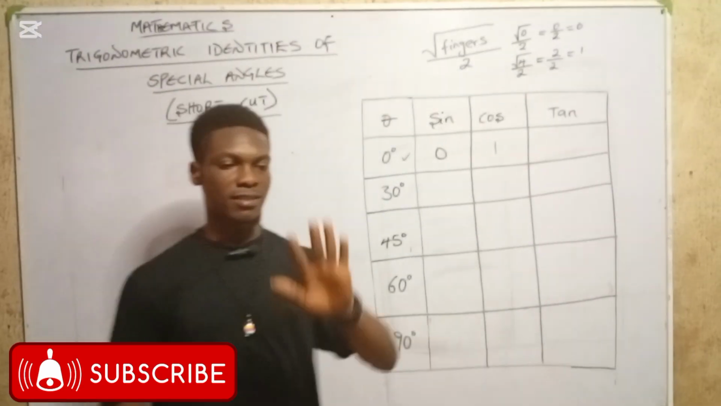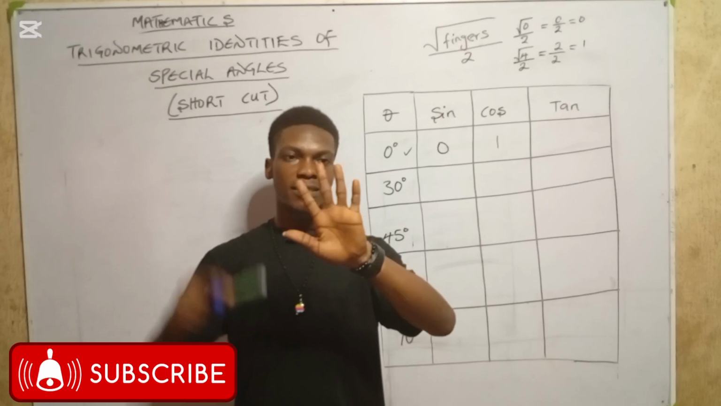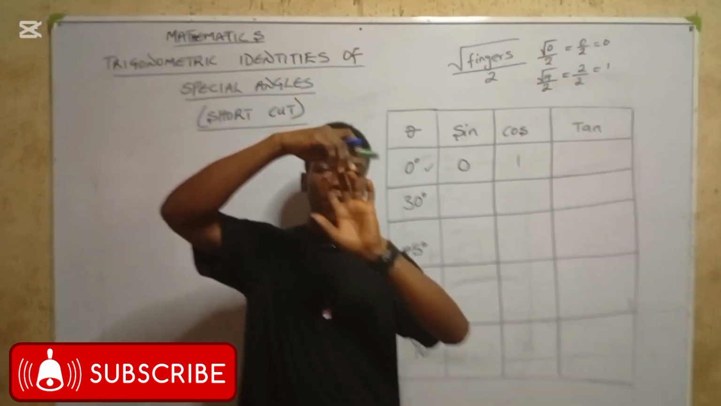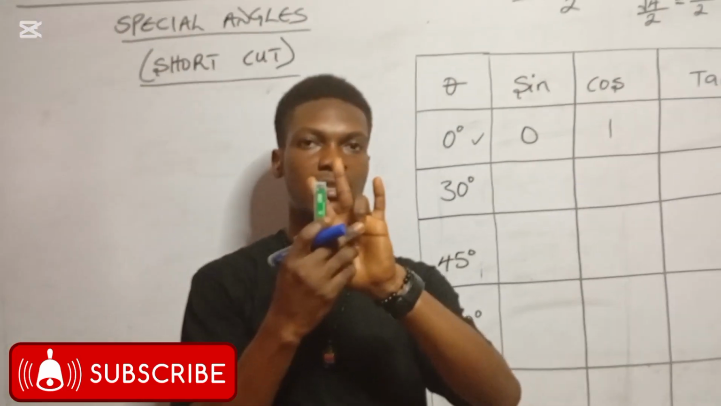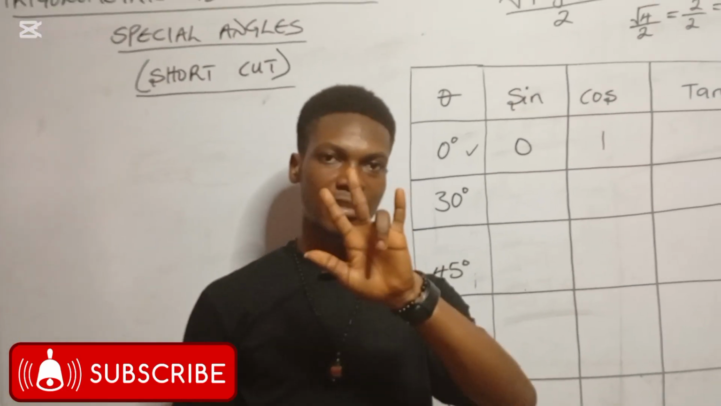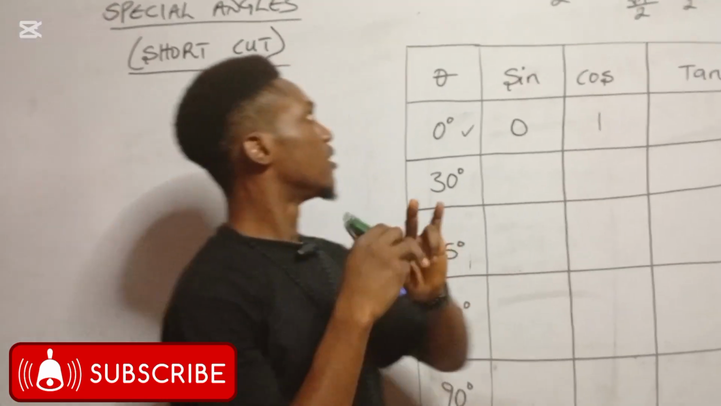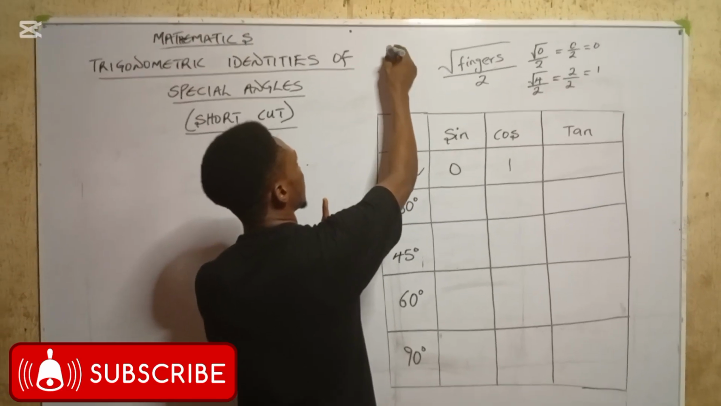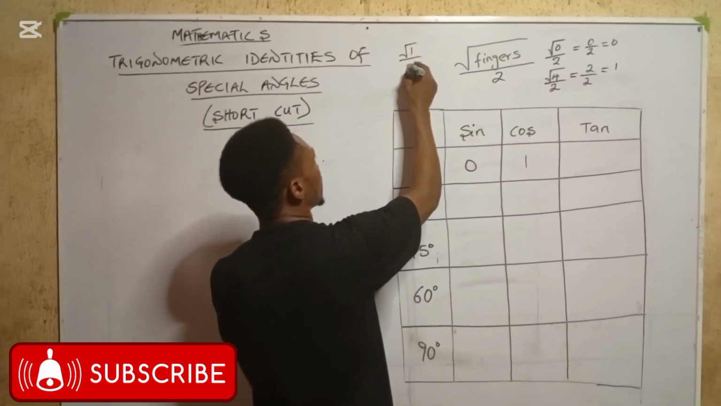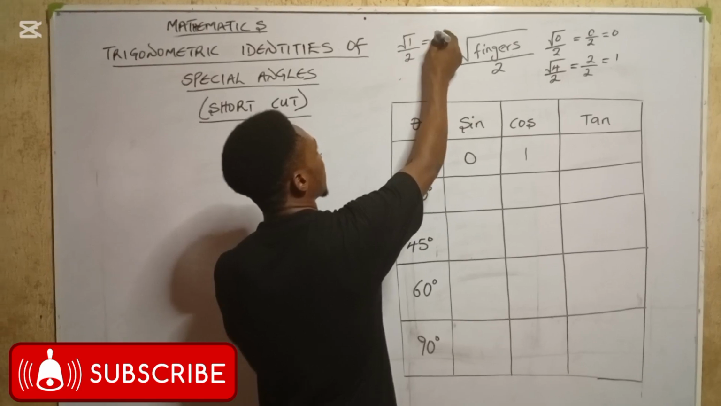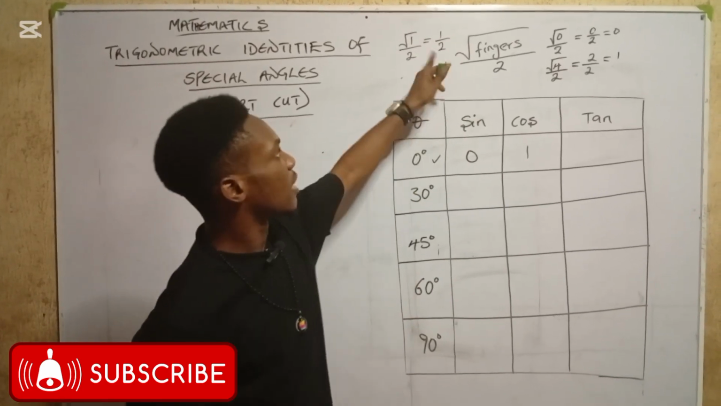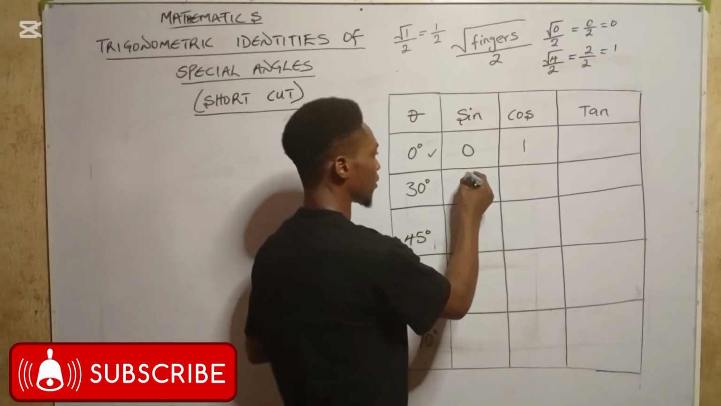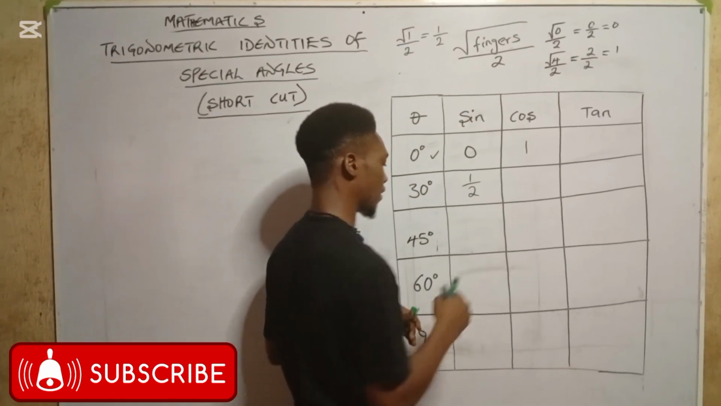Then we come to 30. Which finger is our 30? That's the marriage finger. 0 degree, 30 degree. Now bring down your 30 degrees. How many fingers do we have at the left hand side? You just have 1 finger. So for sine 30, left hand side is sine, and we have 1 finger. That is square root of 1 all over 2. And square root of 1 is 1 over 2. So you just have 1 over 2. You don't need to bother yourself dividing or converting to decimal. Just tell us that sine 30 is equal to 1 over 2.